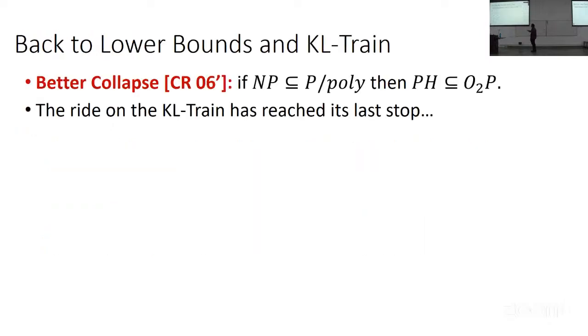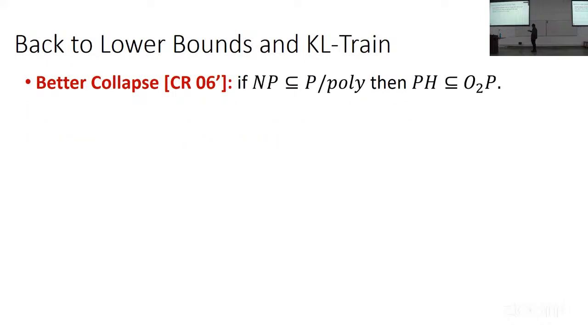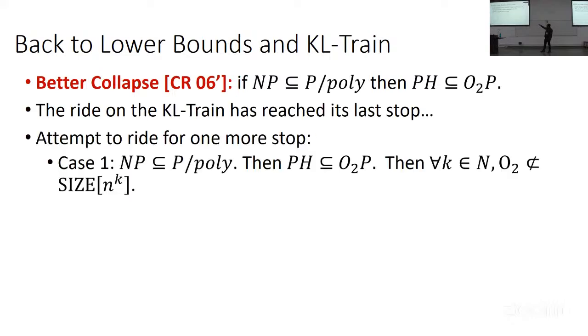And this is interesting because if you look at the collapses, if NP is in P/poly, the polynomial hierarchy collapses all the way down to S2P. You don't get circuit bounds from there, because exactly the kind of problems that happen in the second case, right? In the first case, you get your win.